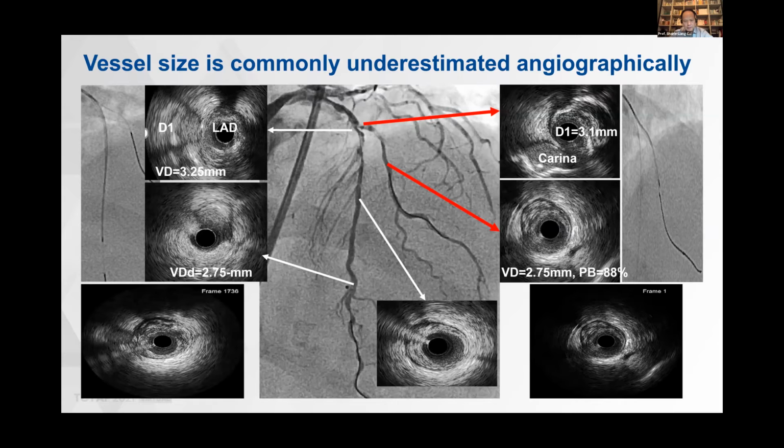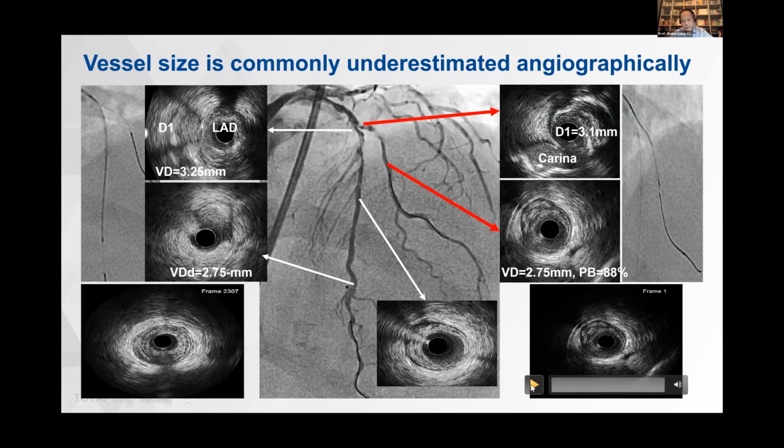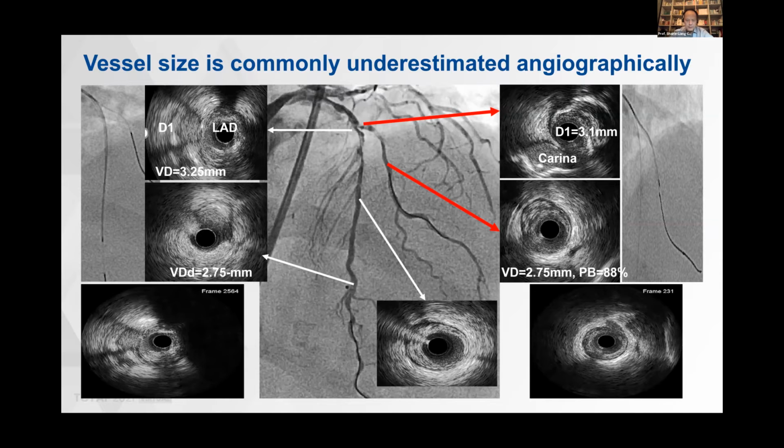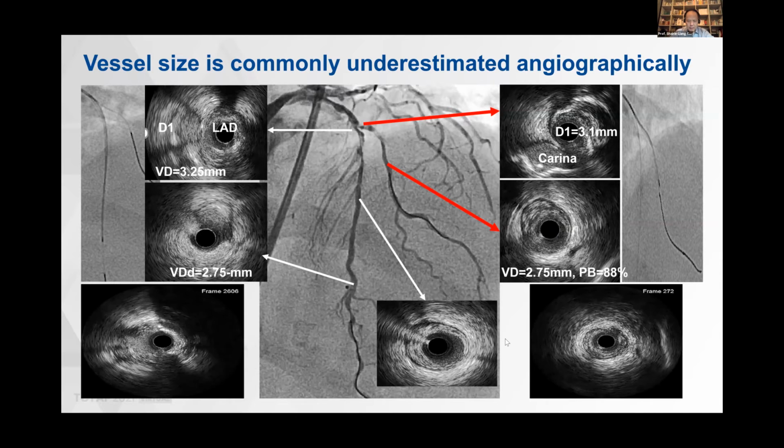Again, on the right, you can see the distal diagonal vessel reference diameter is also less than 3.1 millimeter. Again, from both LAD and diagonal, you can see a very long carina between LAD and diagonal. So this is a very important anatomical feature to indicate the acute occlusion of the side branch immediately after stenting LAD.